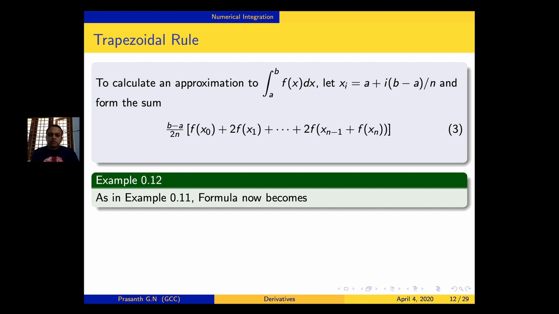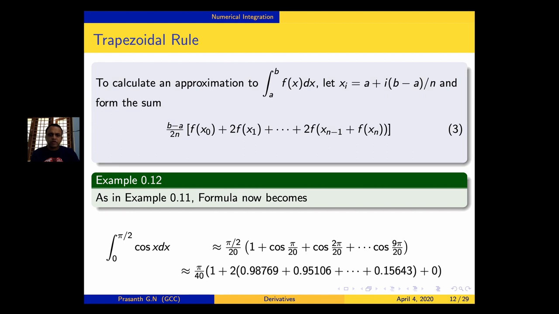Now, we again use the previous example. The integral 0 to pi by 2 cos x dx is approximately equal to pi by 2 divided by 20 times 1 plus cos pi by 20 plus etc. plus cos 9 pi by 20. The value is now pi by 40 into 1 plus 1 into 2 plus 0.98769 plus etc. plus 0.15643, that is 0.9979. You see that it is again close to 1, but not that close. The distance is 0.0021 from 1.